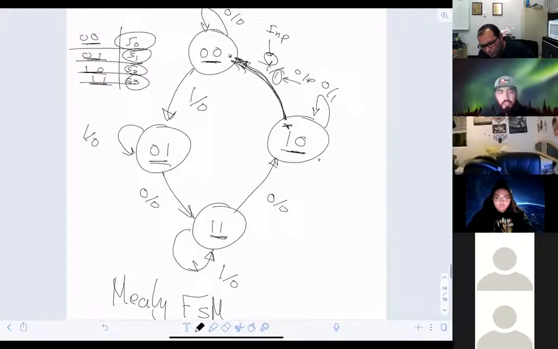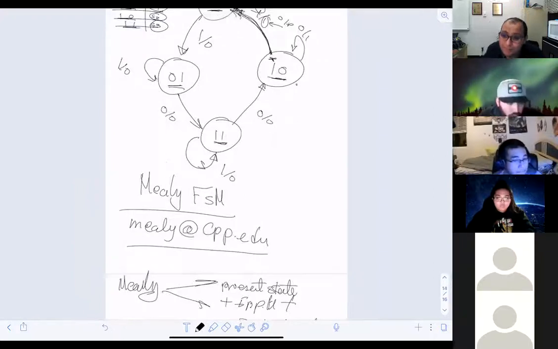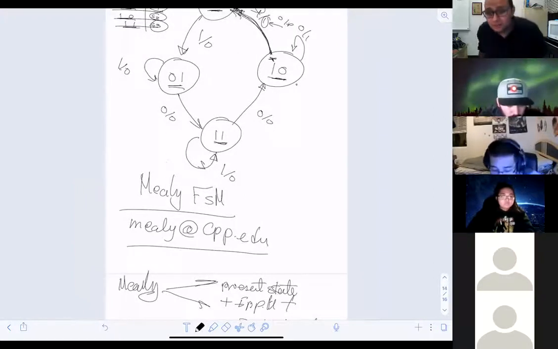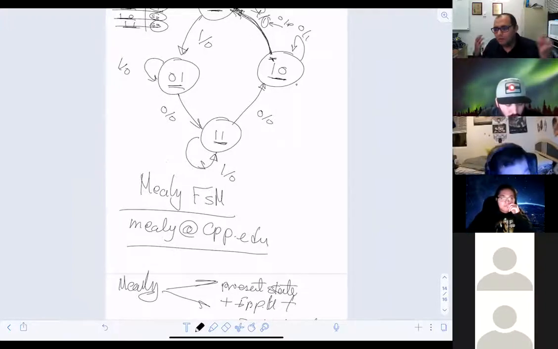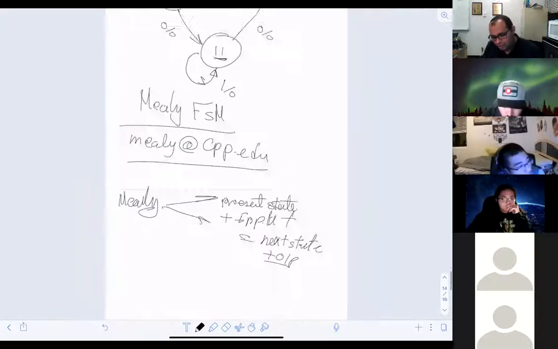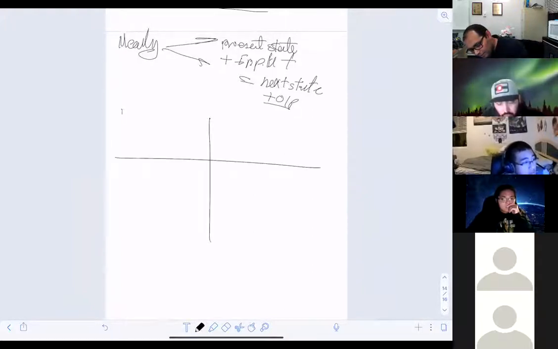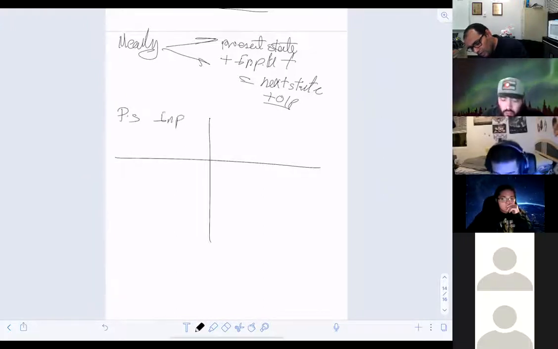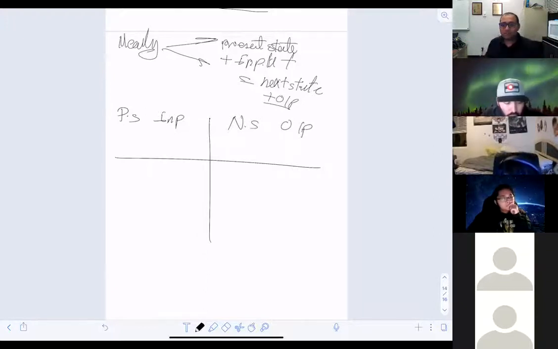What I want you to do out of this, anyway, is to implement it. Somebody gives you a state diagram and asks you to go ahead and implement it. So I have to move to a state table. My definition of the state table is the following: I have present state and input on one side, and next state and output on the other. Those are the two wings, left and right, of any state table. You agree?